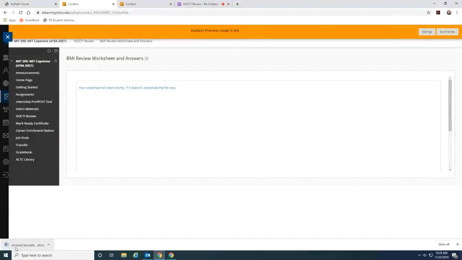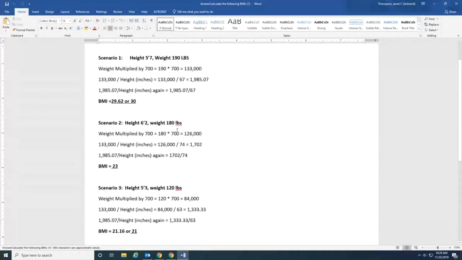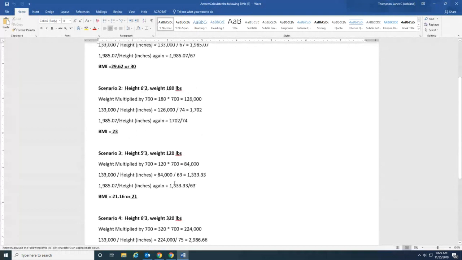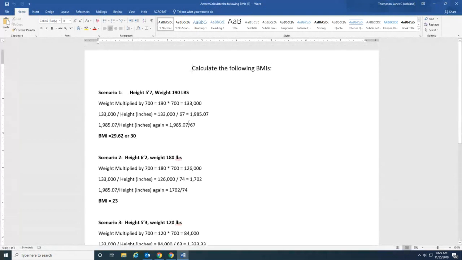And we also have a review worksheet for practice. And this one has scenario 1, 2, 3, 4, and 5. We get a person's height and weight. And I have the math already worked out here. So this is another item for you to print out and study. So the formula is not too complex, but it's hard to remember. You might see one question pertaining to this, calculating the BMI.